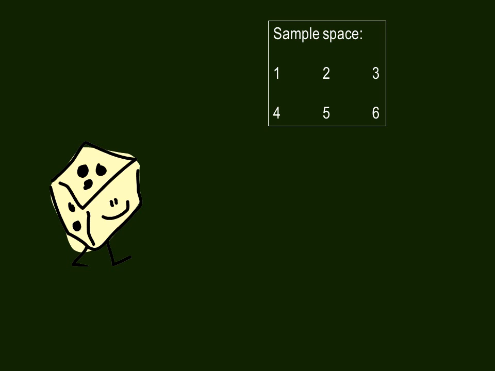Let's roll the dice again. What are the outcomes for the event of obtaining an even number? By taking a look at the sample space, we notice that there are 3 outcomes that answer this criteria for this event, which would be obtaining a 2, a 4, or a 6.